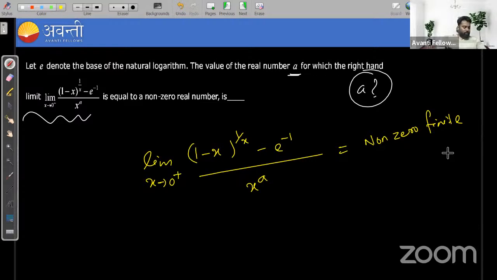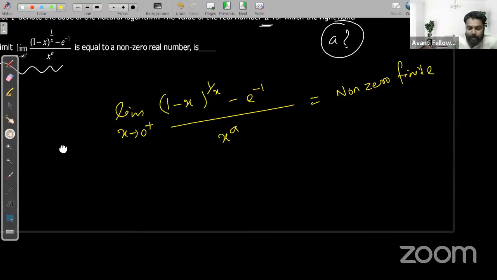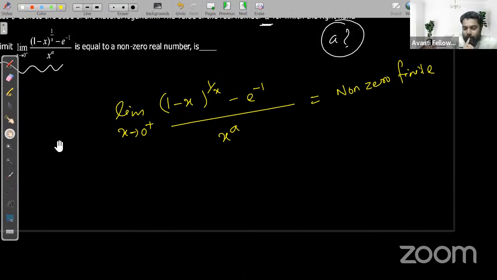So let's simplify it and try to find the answer. How can we solve it? I'm giving you some hints. Always remember, when in the base and also in the power of some function you are having a variable, whenever you get such questions, just use this formula, that is logarithmic. What is logarithmic?